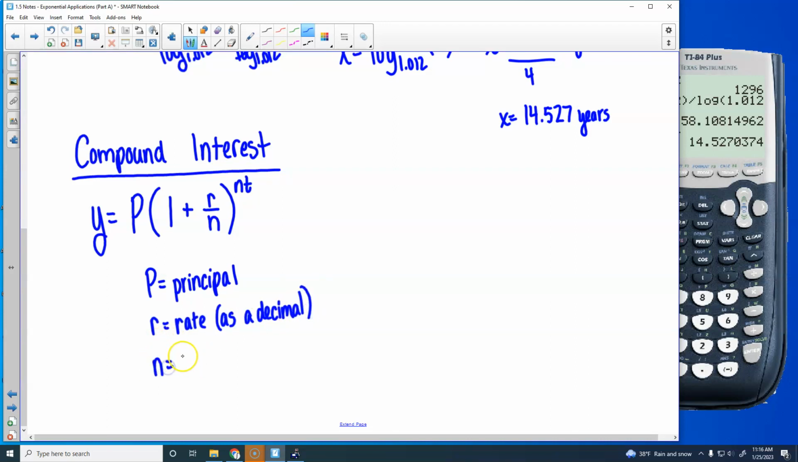N is the number of times compounded per year, and T is your time in years.